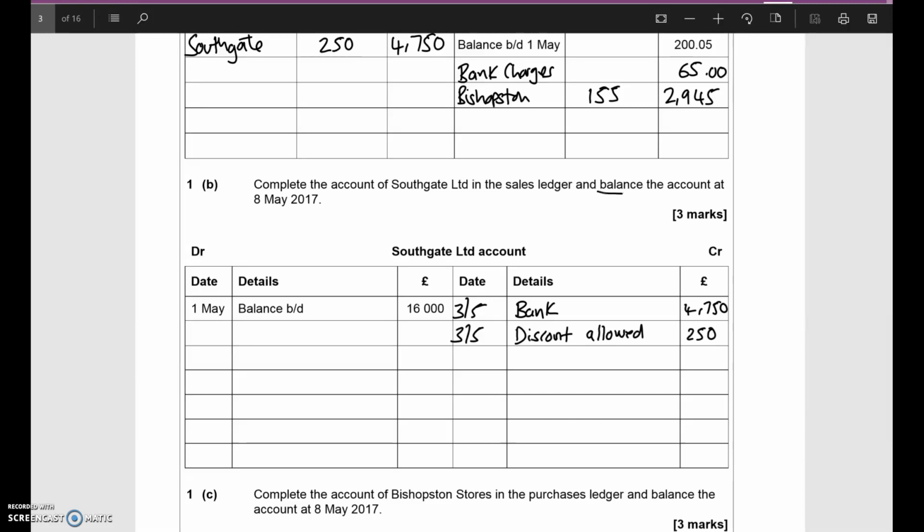And you are required to balance this account. The way you would balance is you pick the highest side first, which is this side here. The total for here will be 16,000. The total for this would also be 16,000. The difference that you need would be the balance carried down on the 8th of May. The difference is 11,000, and the balance brought down on this side is on the 9th of May, the day after. The balance brought down is 11,000.